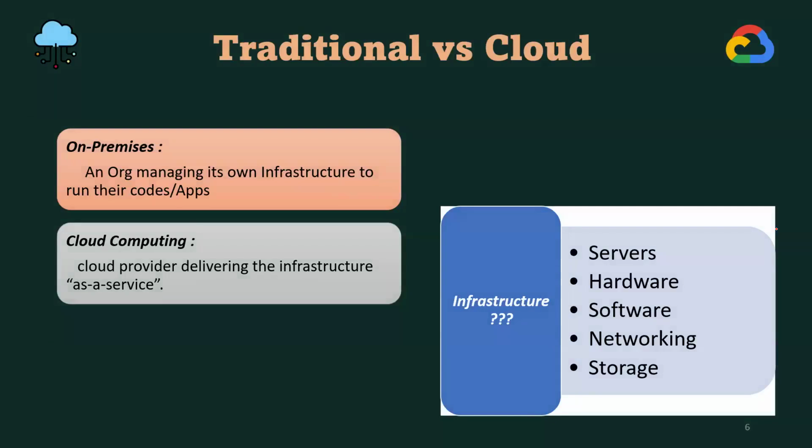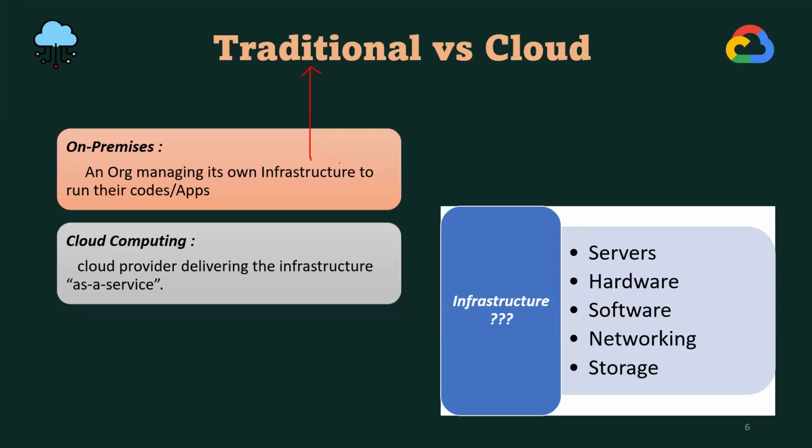Right now, in simple words, let me talk about the difference between traditional and cloud. When you are following a traditional working model, an organization has to maintain its own infrastructure to run its code or application. In simple words, if an organization is managing its own infrastructure to deploy or maintain the code, then that is called a traditional working model or an on-premises working model.